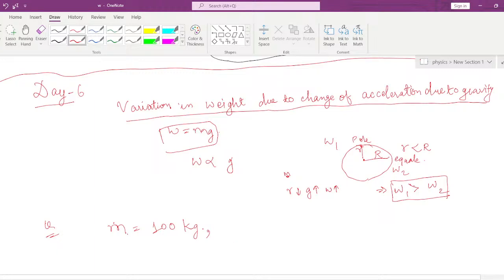Also it is given that the acceleration due to gravity on the moon is 1.63 meter per second square. Then what will be the answer? It is just a simple thing.